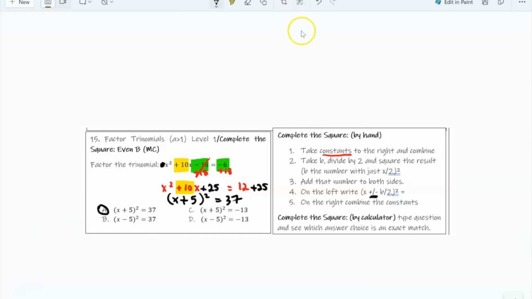So doing it by hand is just as easy. The first step is to make sure all the constants are on the right, combine them. Then you're going to take the one with the variable with just x. You're going to divide it by 2. It's going to give you the answer here. Square that, which is going to be 25, and add it to both sides. And you're done. Okay, let's practice.